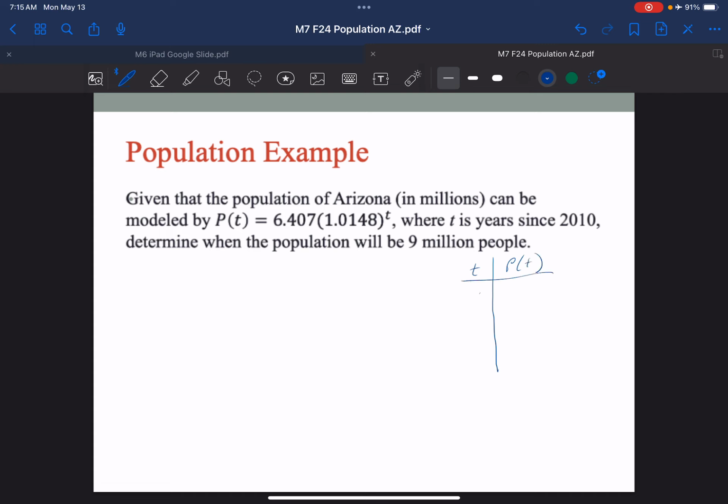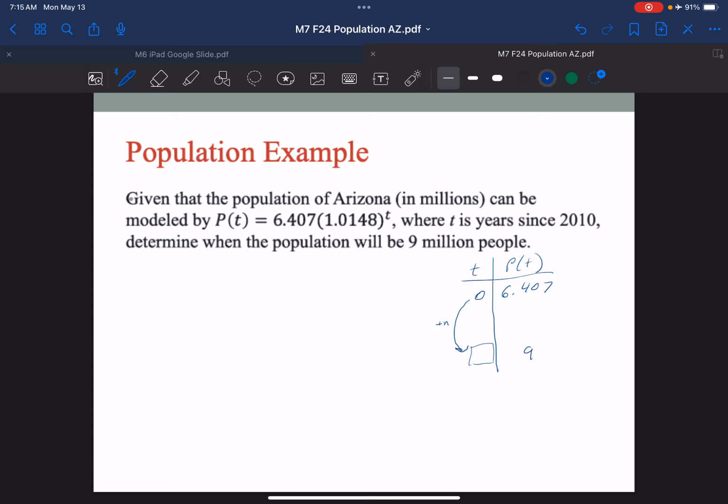So let's start by just summarizing what we're given. I know that when T is 0, so in 2010, the population is 6.407, and I get that from the formula here. And I know that I'm looking for how many years go by for the population to be 9 million. So I need to know when the population is going to be 9 million.